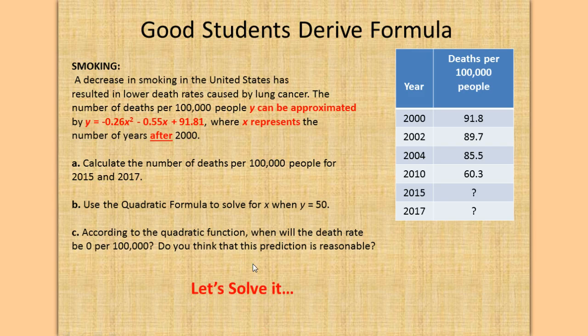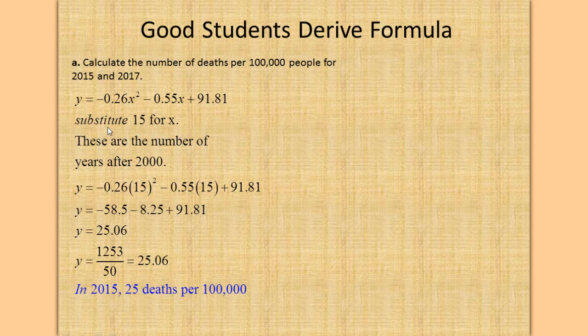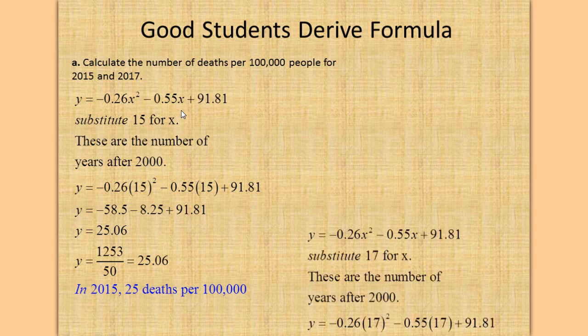Okay, let's solve it. Calculate the number of deaths per 100,000 people for 2015 and 2017. Since x represents the number of years after 2000, we substitute 15 for x. Everywhere we have an x, we put a 15, and we do the multiplication, addition, and subtraction, and we get y equals 25.06. So in the year 2015, 25 deaths per 100,000 people. That's what the model predicts.